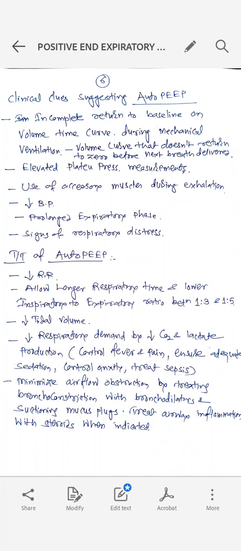Minimize airflow obstruction by treating bronchoconstriction with bronchodilators and suctioning mucus plugs. Treat airway inflammation with steroids when indicated.